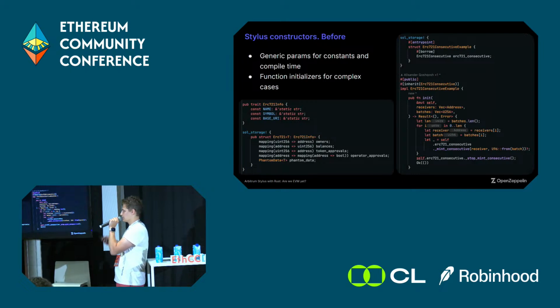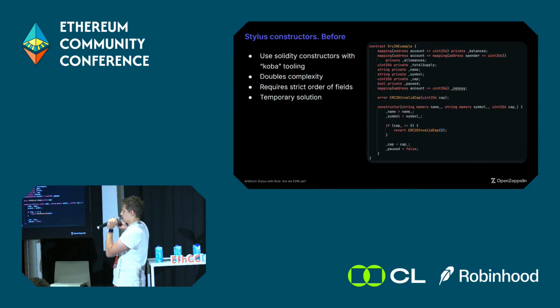If you wanted to instantiate your contract, you had a few ways. First, parameterize your contract with generics. It's a common approach in Rust, but the argument will be determined at compile time. And sometimes you want to run some logic when you instantiate your contract. The other solution was to use initializer functions. As it was before, there wasn't any special constructor function, and OpenZeppelin created a solution called COBA, where it was possible to write constructors in Solidity.